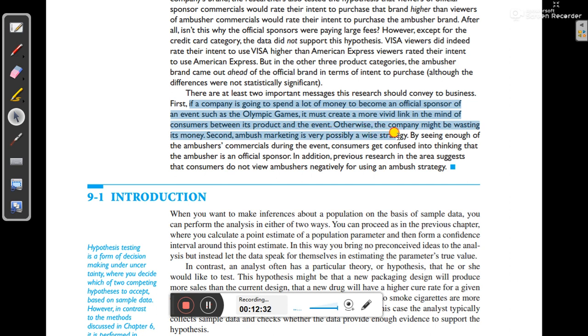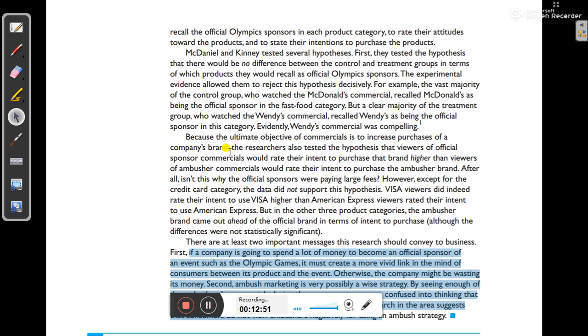By seeing enough of the ambush commercial during the event, consumers get confused into thinking that the ambusher is an official sponsor. In addition, previous research in the area suggests that consumers do not view ambushers negatively for using an ambush strategy. Yes, so you can see why we might go.